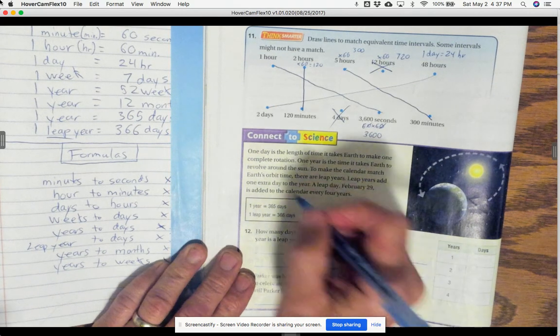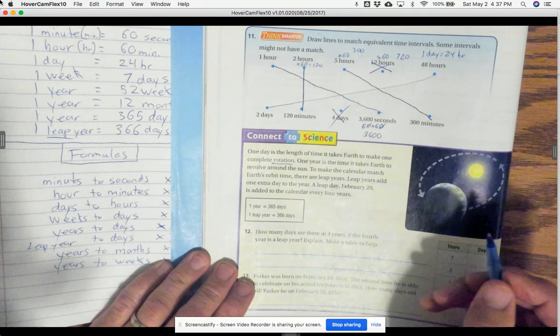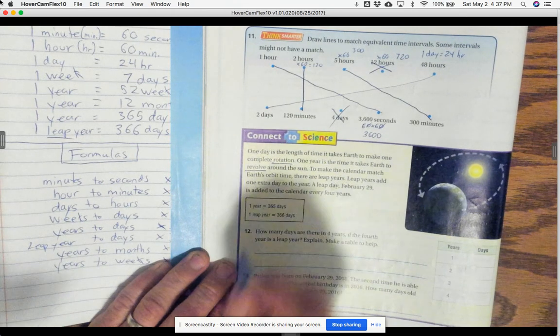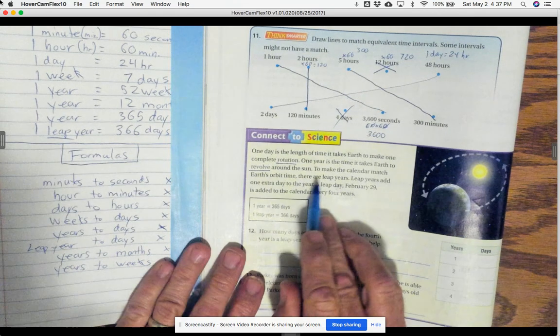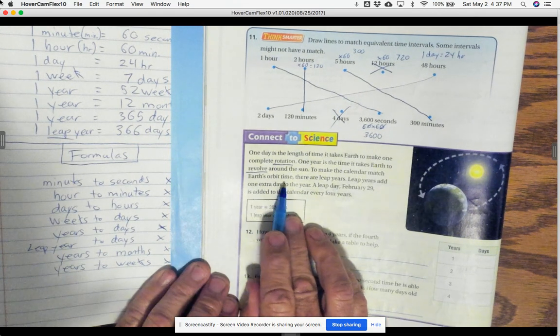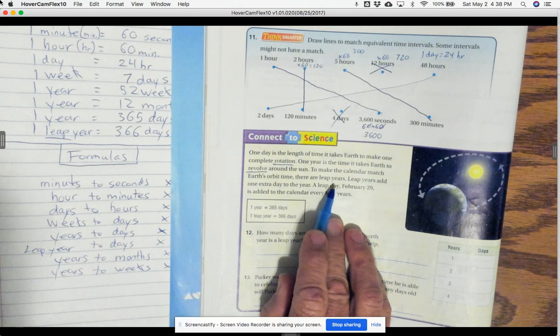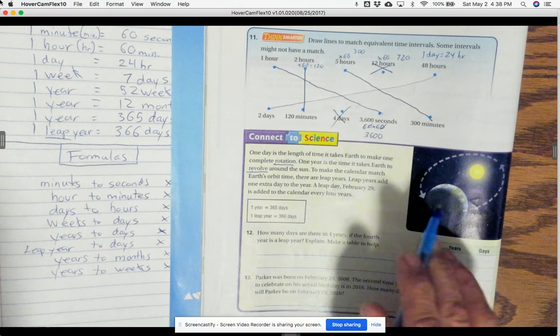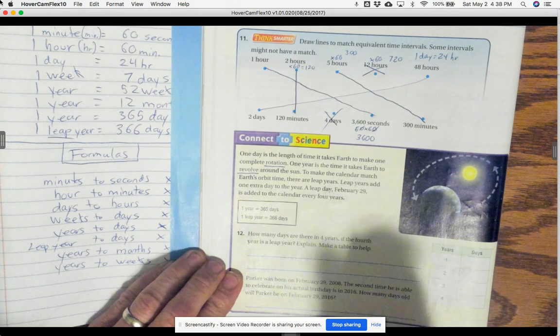Now we have some similar words here. Rotate, revolve. 2 totally different things. To make the calendar match Earth's orbit time, there are leap years, like we had this year. Talked about that earlier. If you don't remember what Mrs. Troutman said, well, here it is.